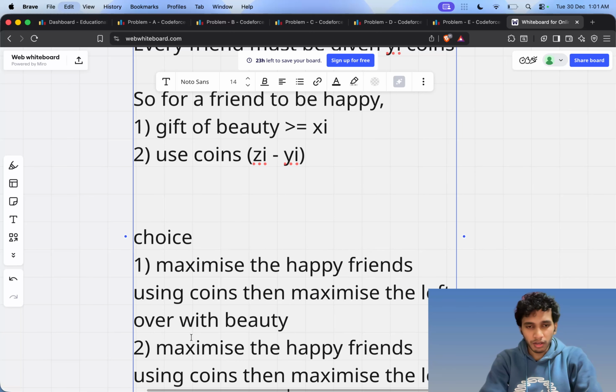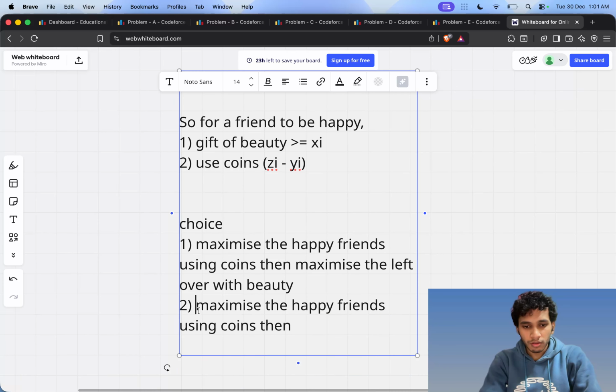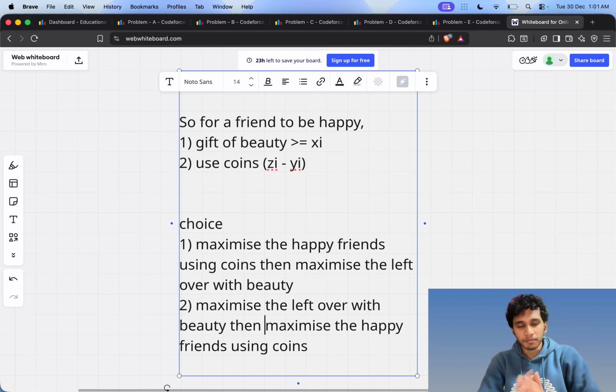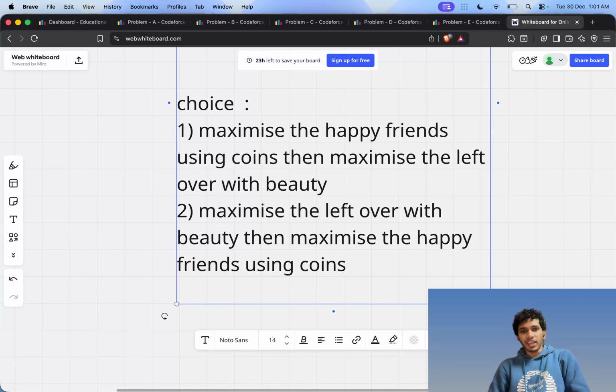Second, do the vice versa. What does vice versa mean? First, maximize with beauty, then maximize with coins. Okay, this is the choice with us. Because we have two vague ideas, let's analyze both of them. What if we use coins to maximize the number of friends first?